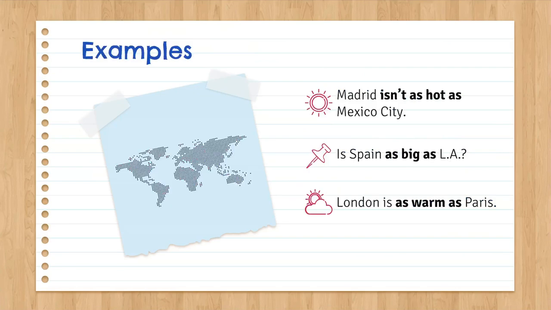Here we have some more examples. Madrid isn't as hot as Mexico City. Remember that if we are using not as, it is because they are different. Is Spain as big as LA? And London is as warm as Paris. So this one has the same. We can say that they have the same weather.